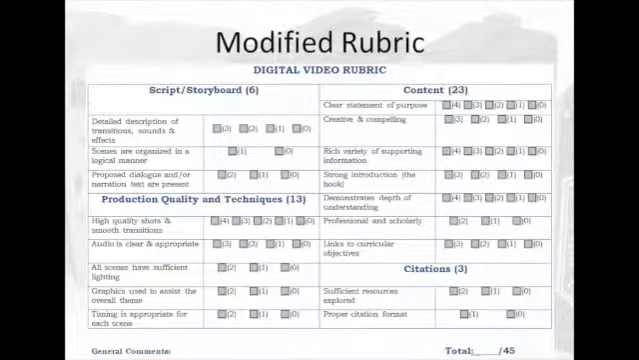The rubric we created has four sections: the script and storyboard section, which is basically organizational skills; the production quality and techniques, their videography skills; a content section; and finally, the citation section. We believe this is a good balance between assessing their videography skills and looking at their content.